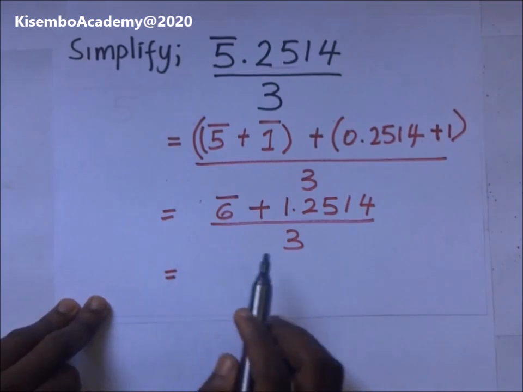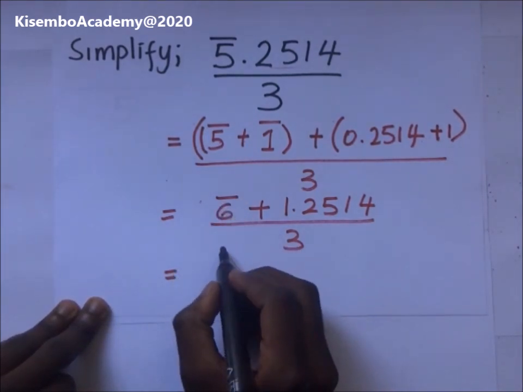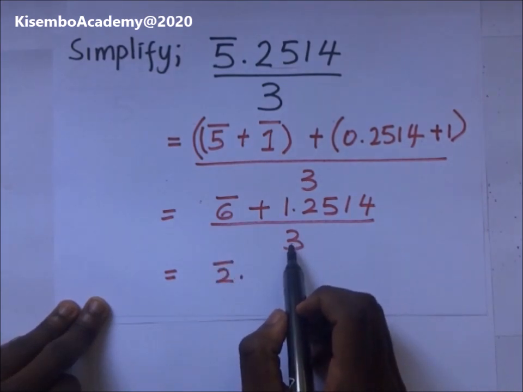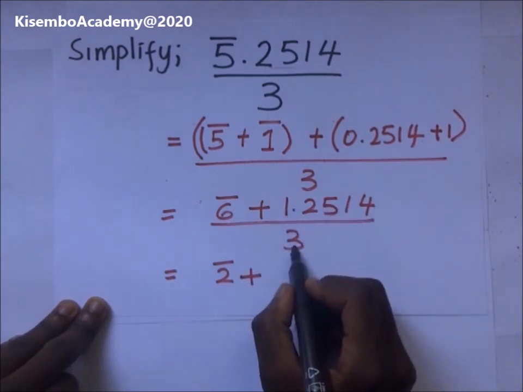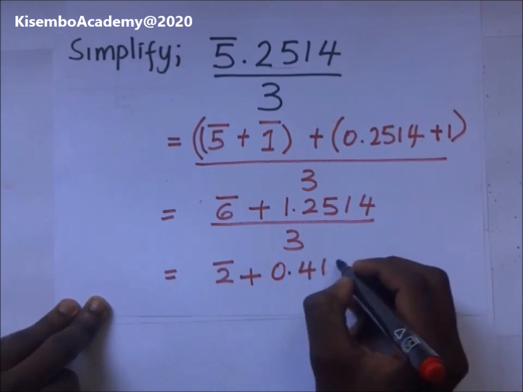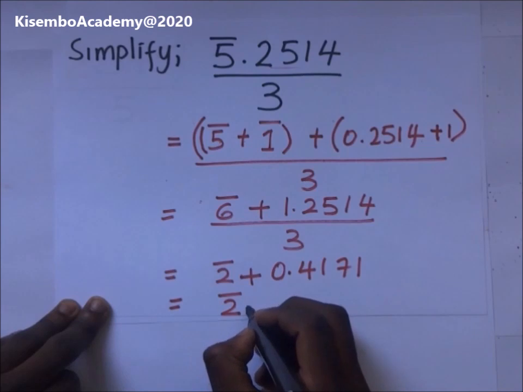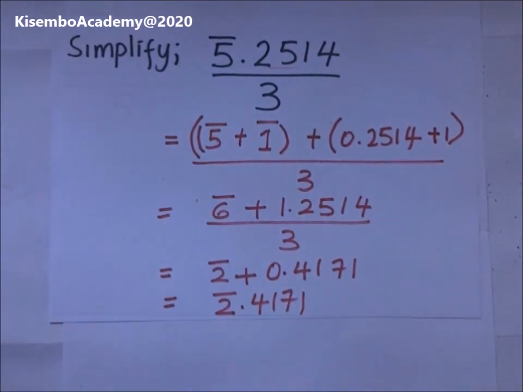And of course, 6 bar divided by 3 is going to be 2 bar. 2 bar plus 1.2514 divided by 3 is going to give us 0.4171, and our answer is going to be 2 bar 0.4171, and that is our answer.